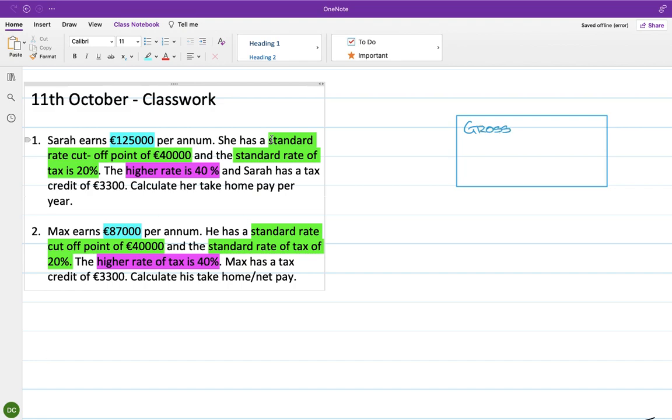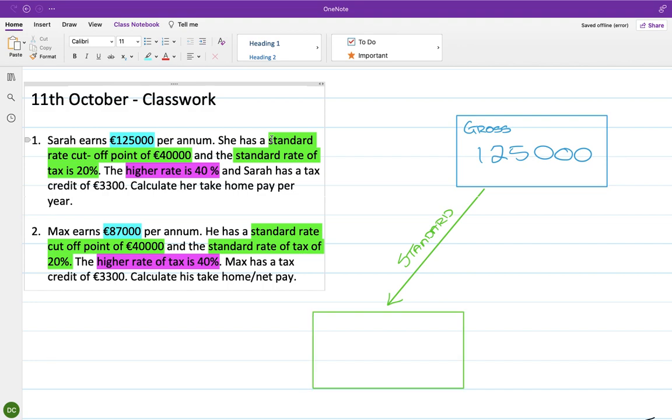Okay. Yeah. So her gross is 125. So I'm just going to put that in here. And that gets split up into what two tax brackets? Standard and higher. Right, so we've been doing the standard in green, so I'll stick with that. So standard. And then the higher we'll put over here. And that's the higher. Okay?